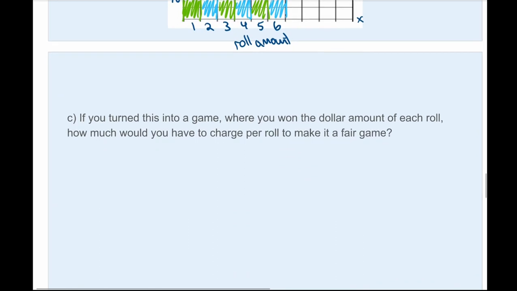So if I turn this into a game where you won the dollar amount of each roll, how much would you have to charge per roll to make it a fair game?